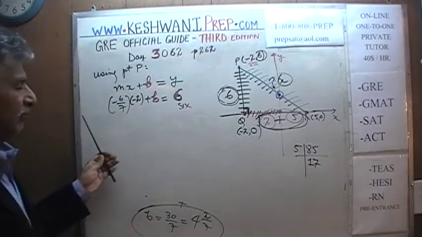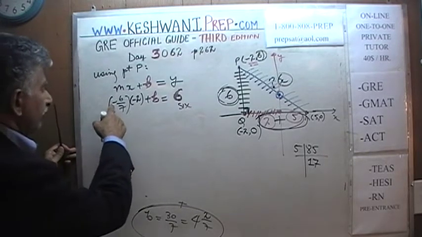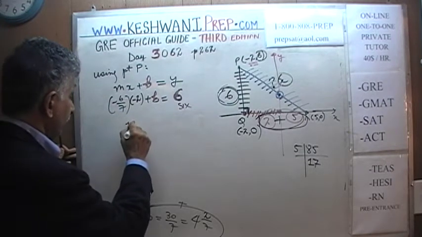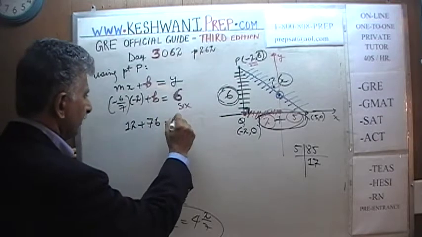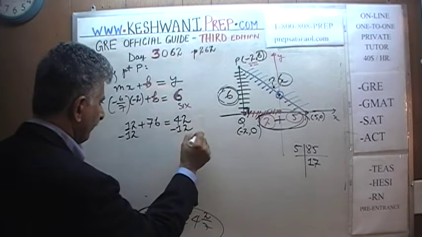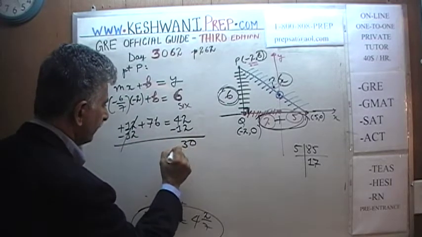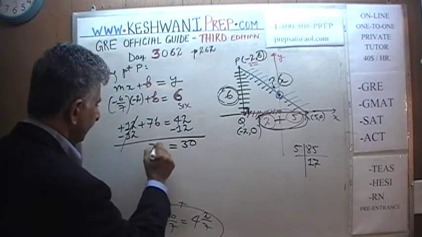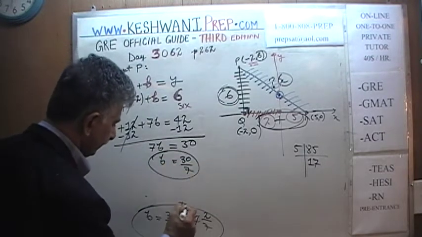So let's multiply the entire equation by 7 so we can get rid of the 7 here. So negative 6 times negative 2 is 12. 12 plus 7b would equal 7 times 6 is 42. Let's subtract 12 from both sides. As you can see, this is more work. We get 30 equals 7b, and therefore b equals 30 over 7. Just like before.